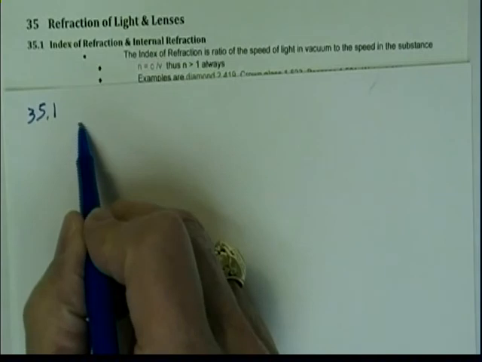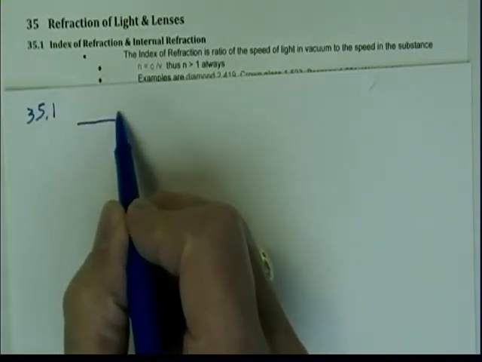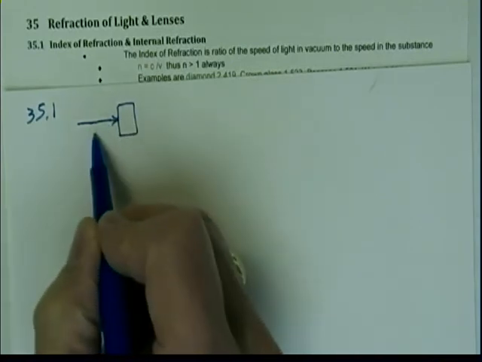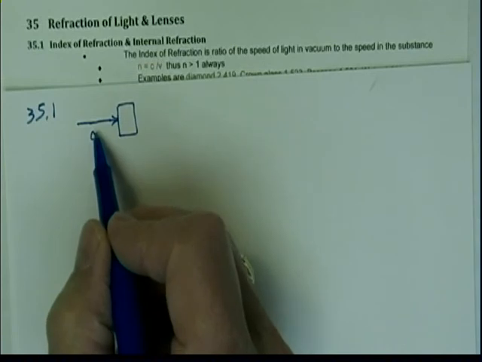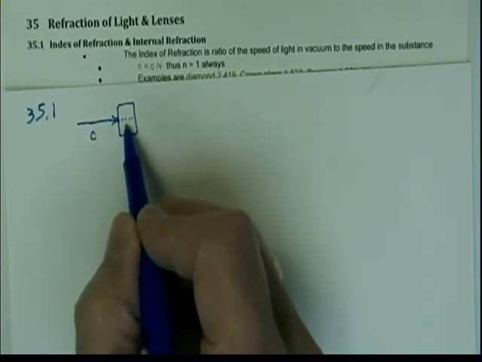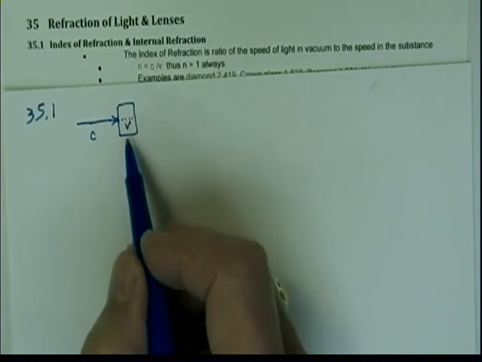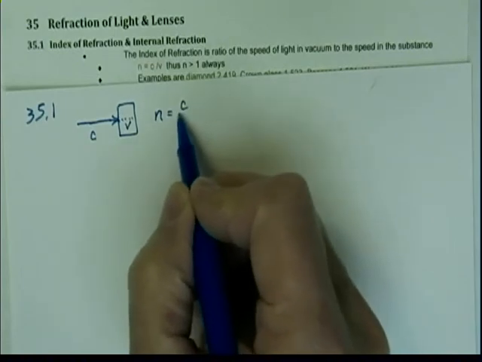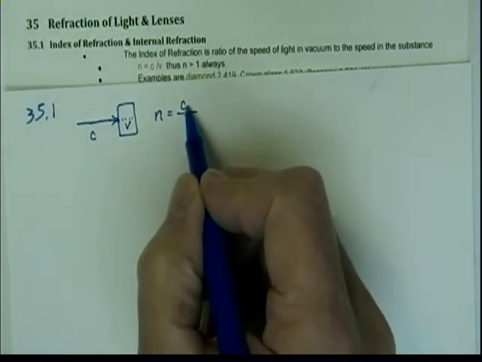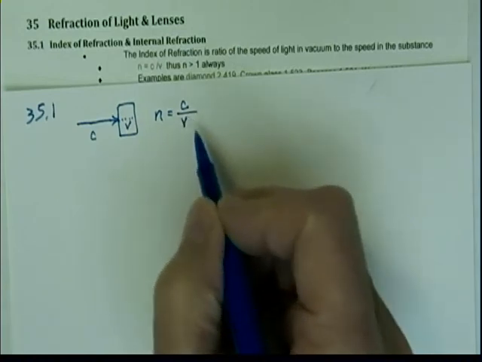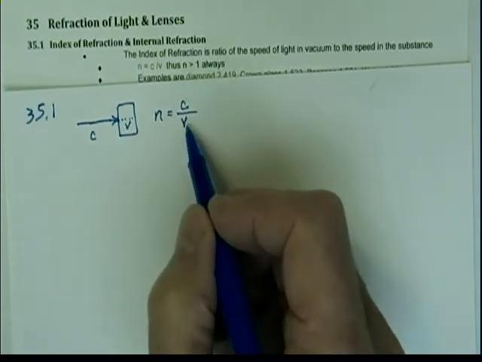As light goes into glass, which is transparent, there's a block of glass. As light goes into that, it always has a speed of c, the speed in vacuum, on the outside. But when the light gets into glass or water or another transparent media, it will have a different velocity, and that velocity will be v, which is less than c. We define the index of refraction to be the ratio of the velocity of light in a vacuum, or in air, which is essentially the same, divided by the velocity in the media.